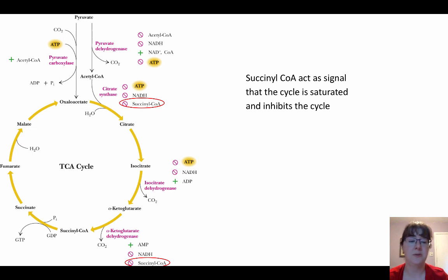Succinyl-CoA is going to also do some inhibition. This is going to act as a signal that the cycle is saturated. So this is going to do that feedback inhibition loop to basically say, hey, we have enough stuff. So succinyl-CoA is going to inhibit citrate synthase as well as alpha-ketoglutarate dehydrogenase. Note that those are specifically inhibiting the TCA cycle. They actually leave the pyruvate dehydrogenase alone. So those are a feedback inhibition loop, but just for the actual cycle part, and they don't affect pyruvate dehydrogenase.